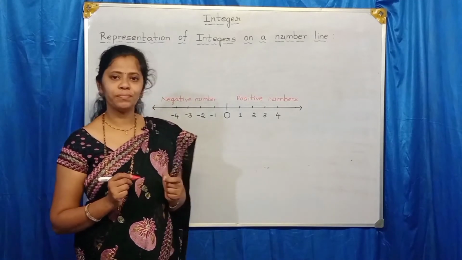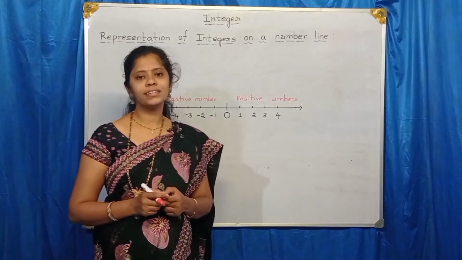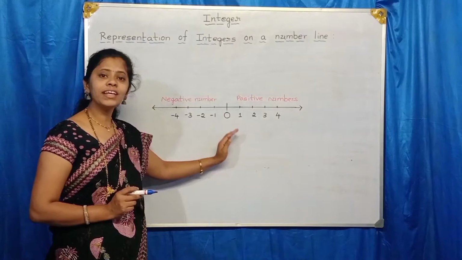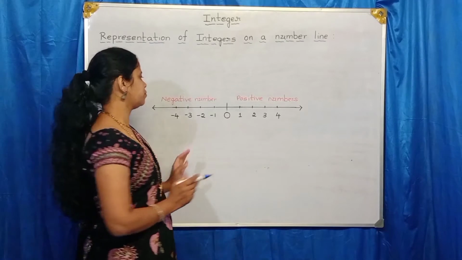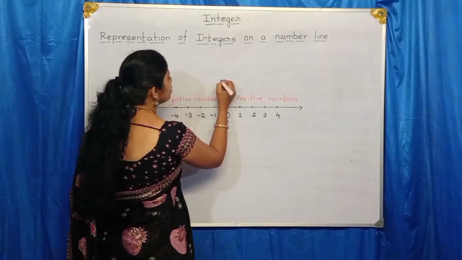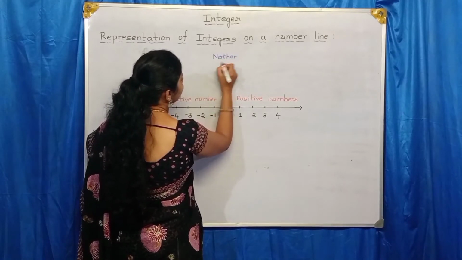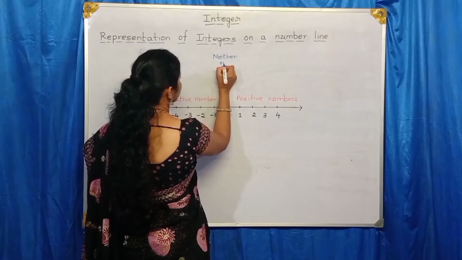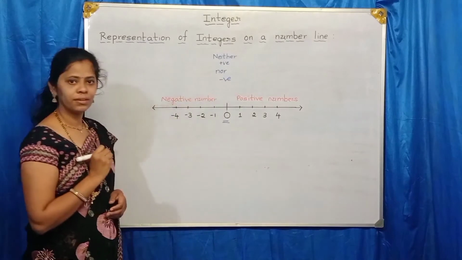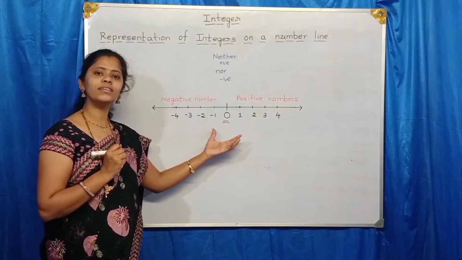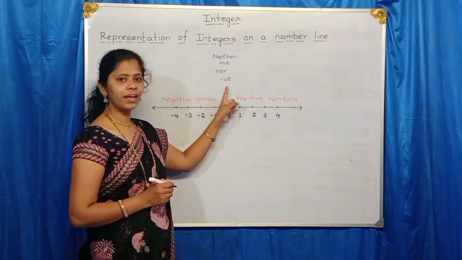Then what about 0? Is 0 positive or negative? What is your answer? 0 is a very special number. It is neither positive nor negative. Okay? So 0 is a very special number. I have written the shortcut for positive and negative.